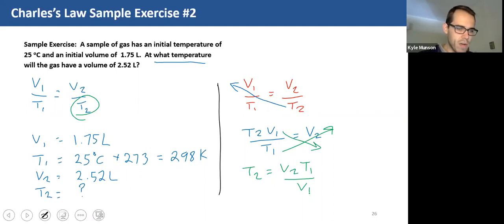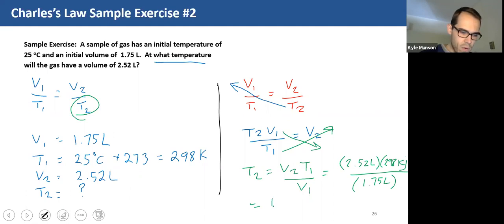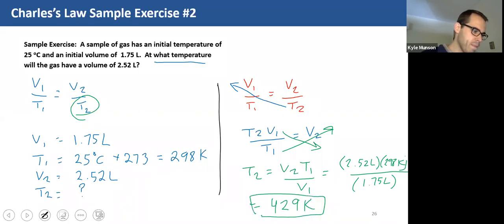Okay, so let's plug in our variables here. So V2 is 2.52 liters times 298 Kelvin over 1.75 liters. When I put all that in my calculator, I get 429 Kelvin. Okay. So that's another example of going through Charles' law and solving for the variable T2.